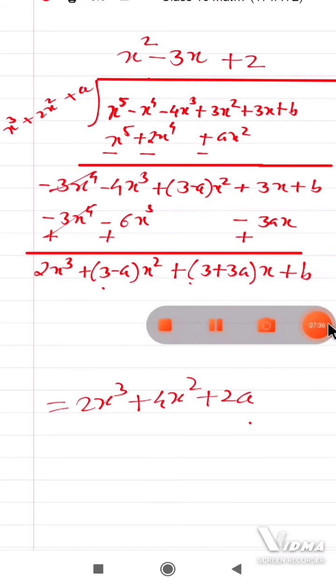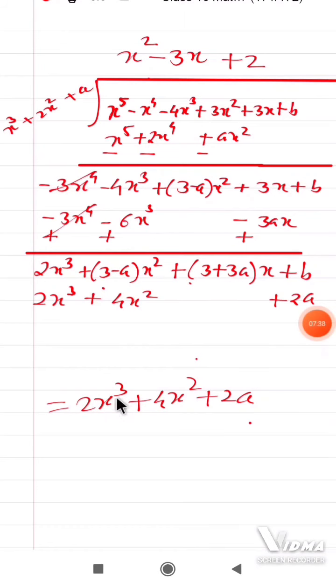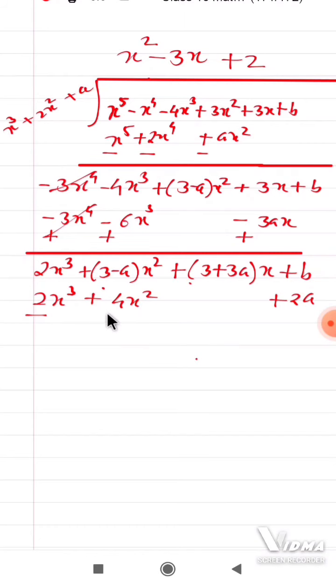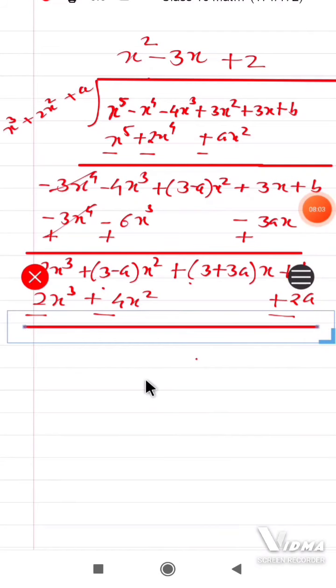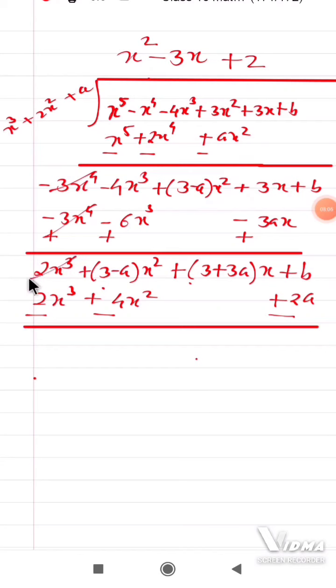Again we write this below the like terms of the dividend polynomial: the 2x cube, a cubic term, below the cubic term, a quadratic term below the quadratic term, and a constant term below the constant term. When we subtract, there are negative signs, and we subtract. So 2x cube minus 2x cube cancels and equals 0. Next, (3 minus a) into x square minus 4x square.